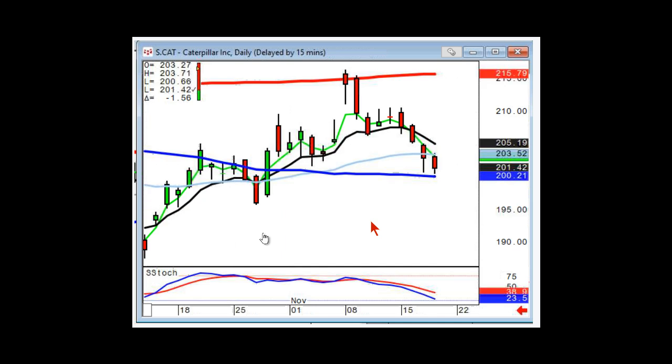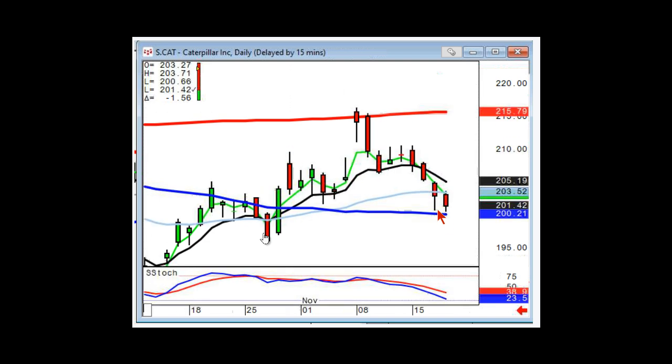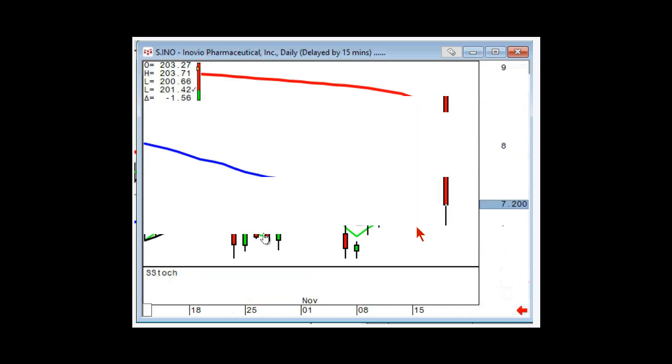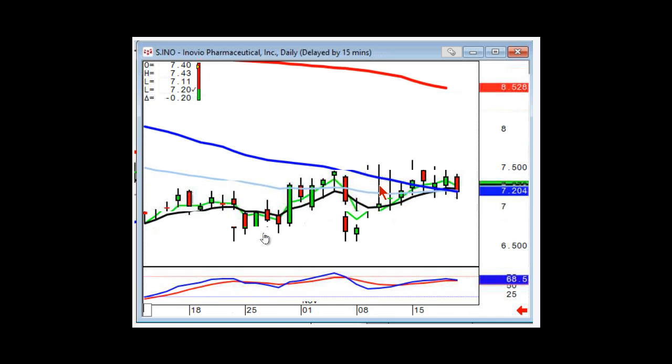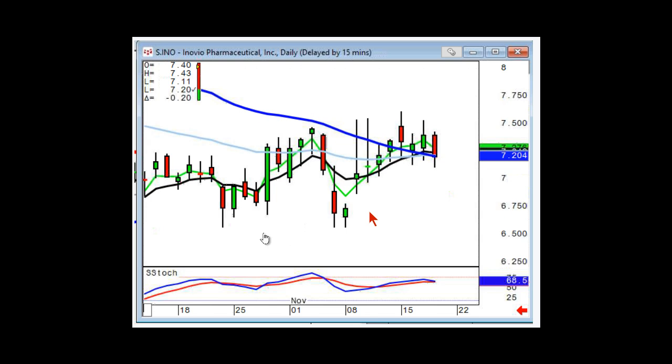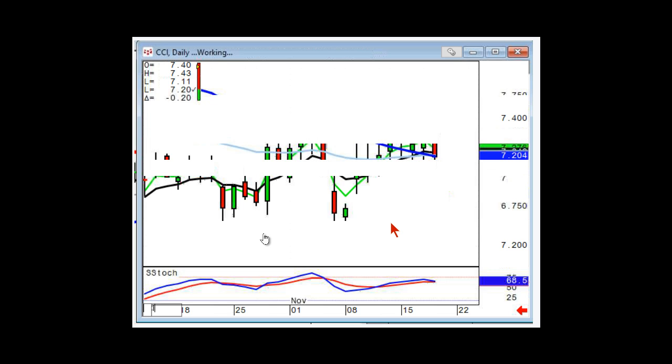And Caterpillar, look at the failure, the hanging man right at the 200. Now you watch to see what they do here at the 50. So if you're short, you stay short, but you want to see what happens at the 50. INO, nothing. Wouldn't be long or short. There's just not enough direction to this one.